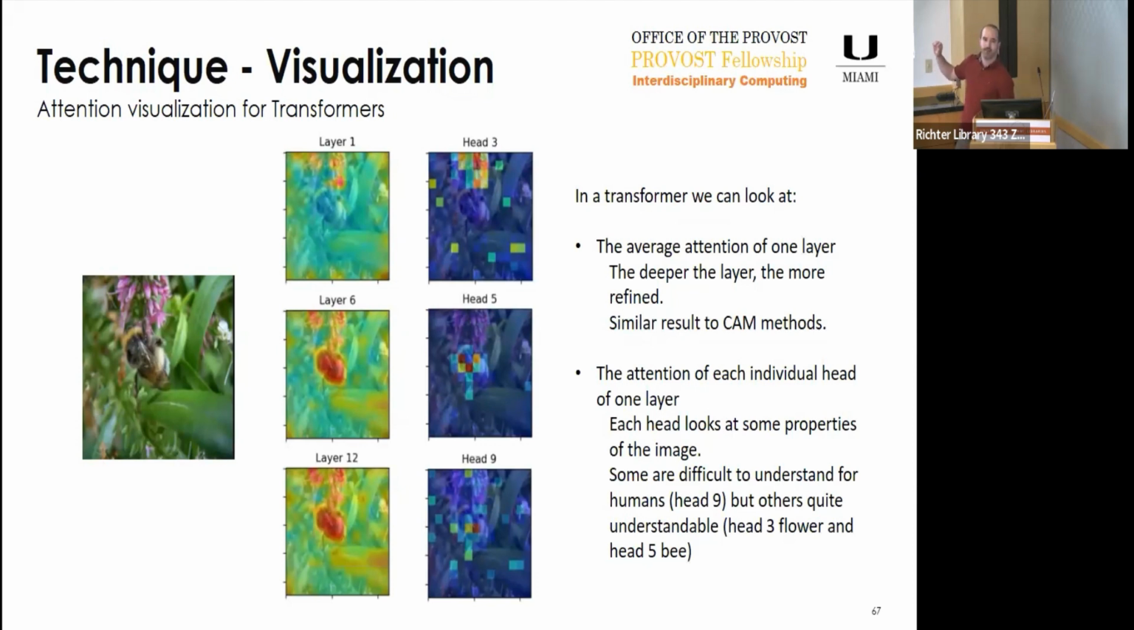In the fifth head, it's clearly looking at the bee. And in the third head, it's clearly looking at the flower. It's quite understandable for us. We are looking at how to implement this and how to use it for the diagnosis.